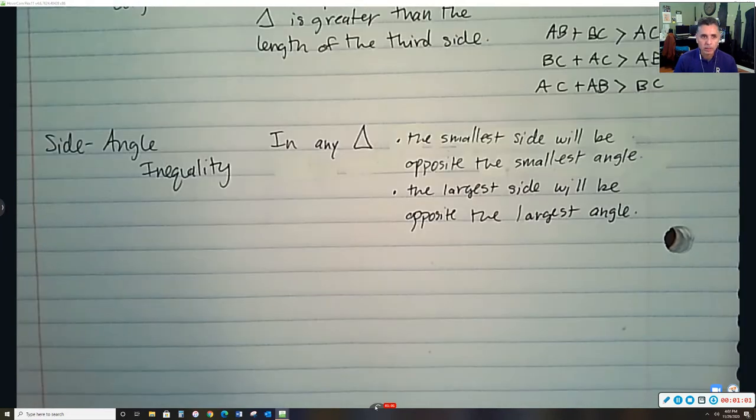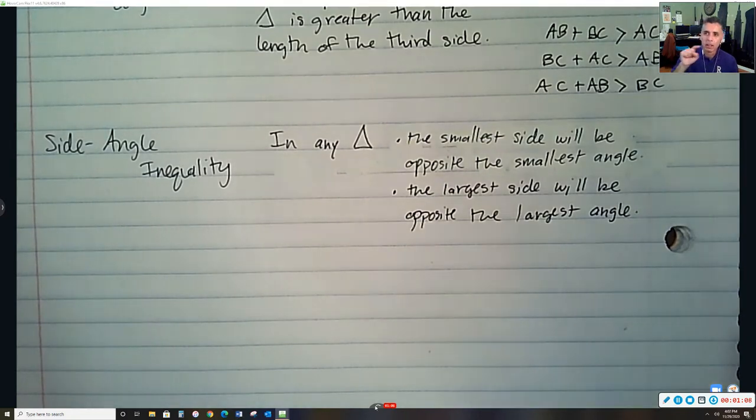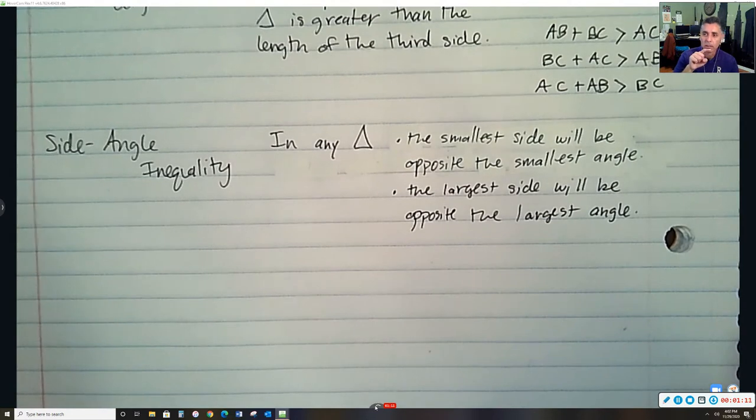And then here's another one. This one's called the side angle inequality. And the idea is pretty easy. The biggest angle is across the largest side, or the longest side, and vice versa. And same thing, the smallest angle measure will have the shortest side length across from it, or opposite it. That's all this is saying.